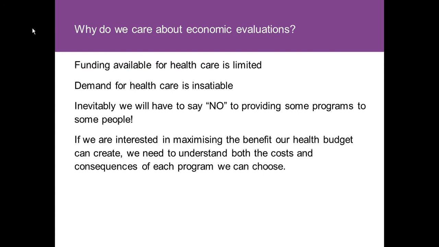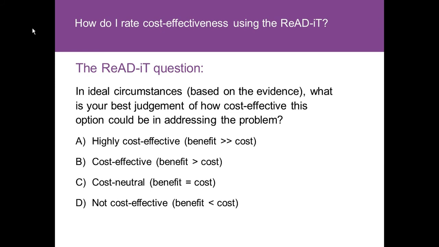If we're interested in maximising the benefit our health budget can create, we need to understand both the costs and consequences of each program that we can choose. The Resource Allocation Decision Tool asks you the question: in ideal circumstances, based on the evidence, what is your best judgment of how cost-effective this option could be in addressing the problem? Is it highly cost-effective, cost-neutral, not cost-effective?